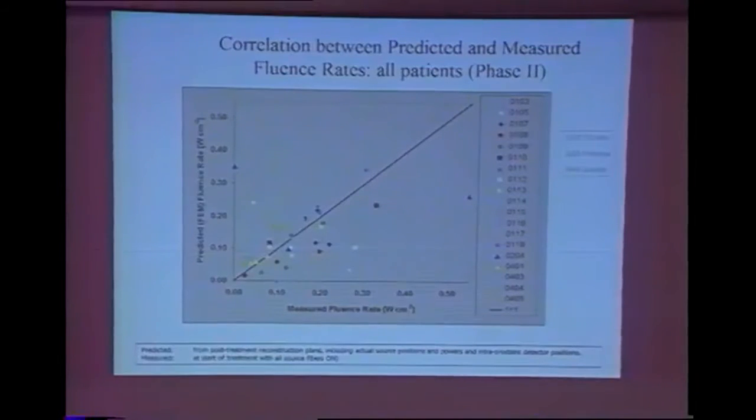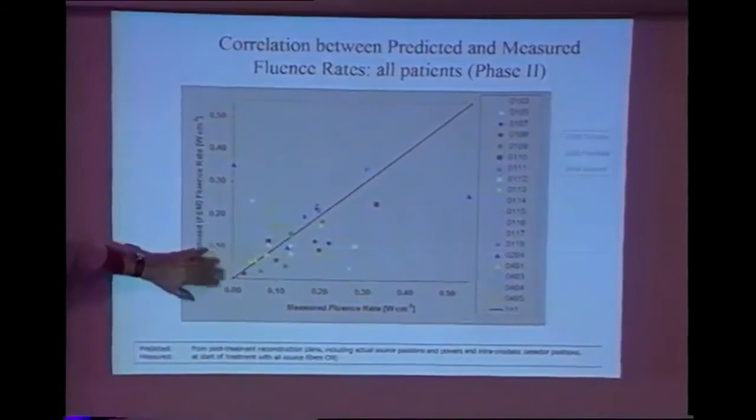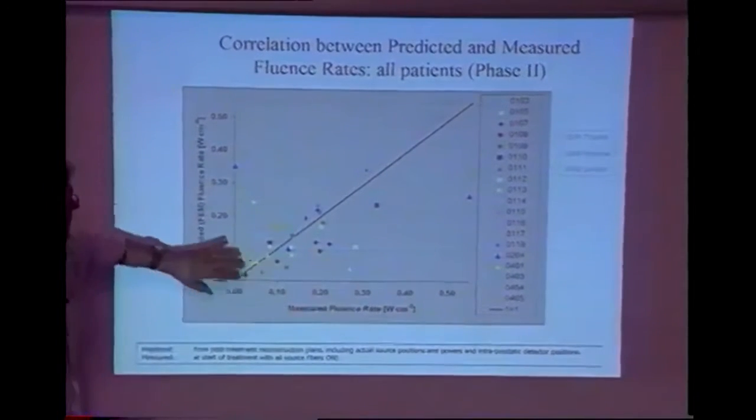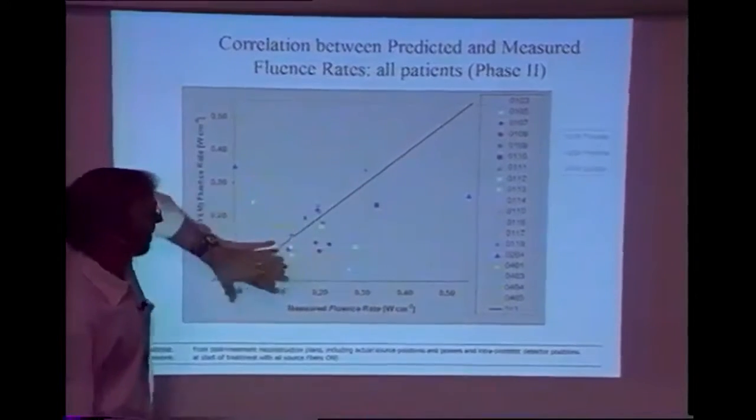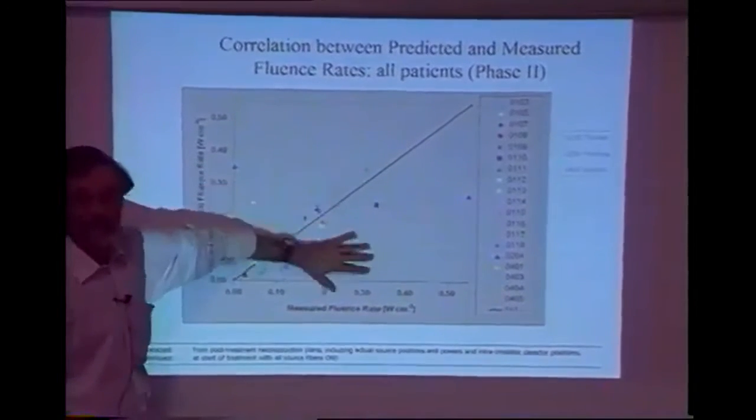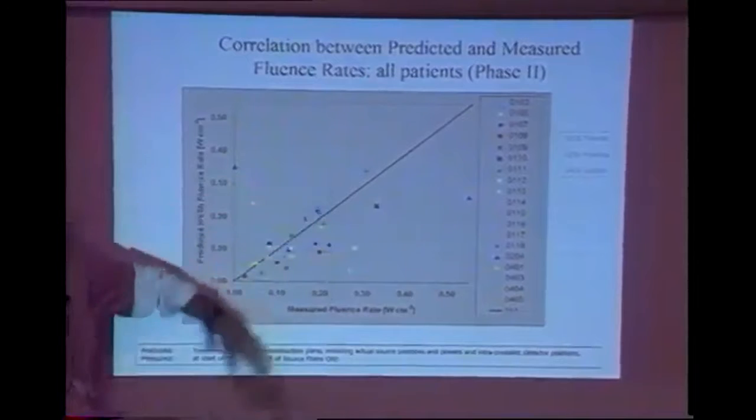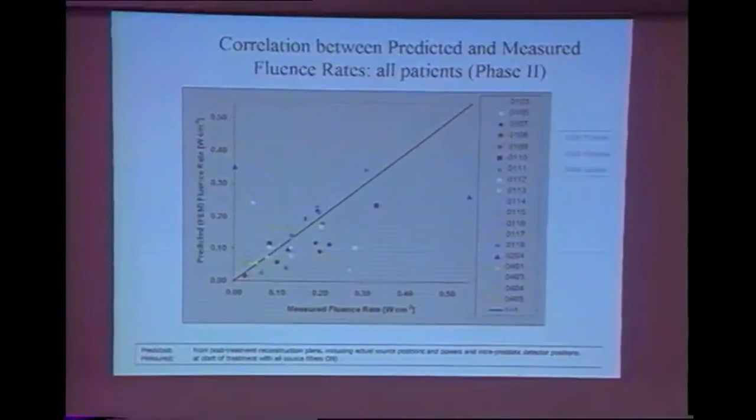And it turns out that this is a plot of the light as predicted by the treatment planning versus the measured. And you see it is correlated, but there's a lot of scatter from patient to patient. So that's just biological variability.